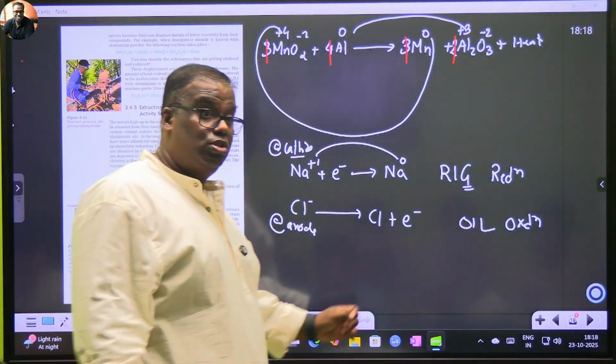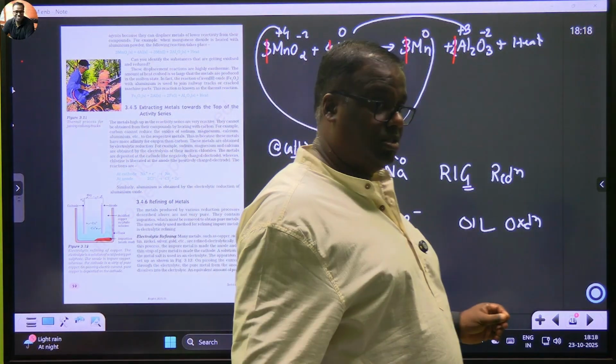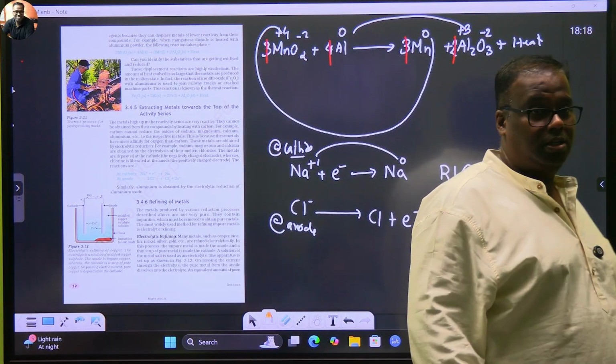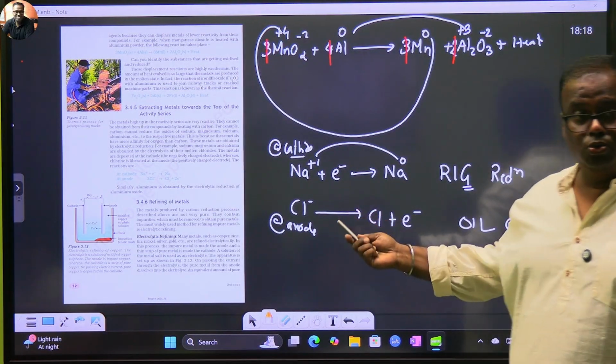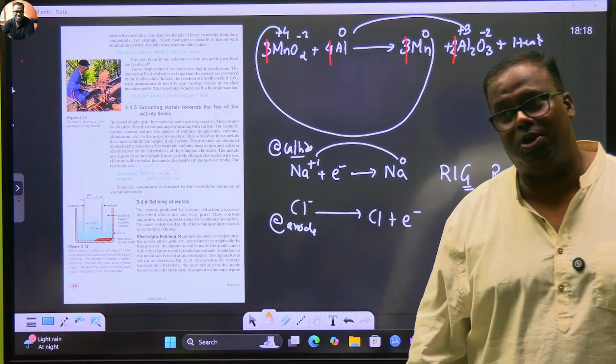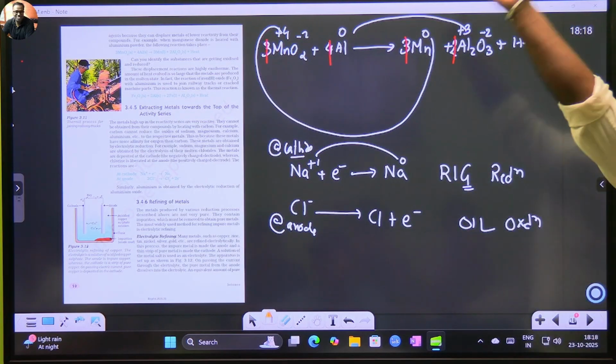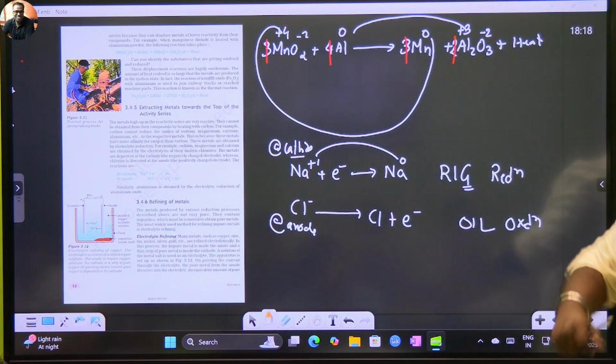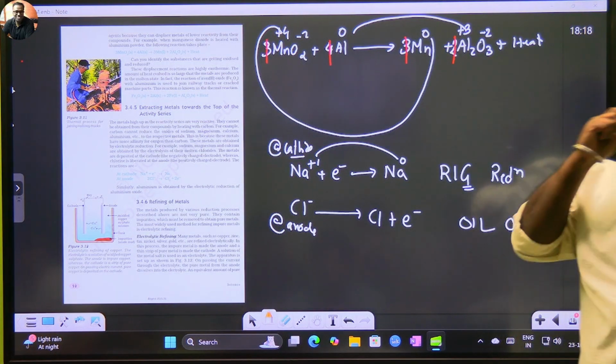Don't use the word aqueous. Aqueous use करोगे तो राम और श्याम के साथ सोनू और मोनू भी आ जाएगा, H+ and OH-. Whole thing goes for a toss. It is only molten aluminum. And use your common sense always.